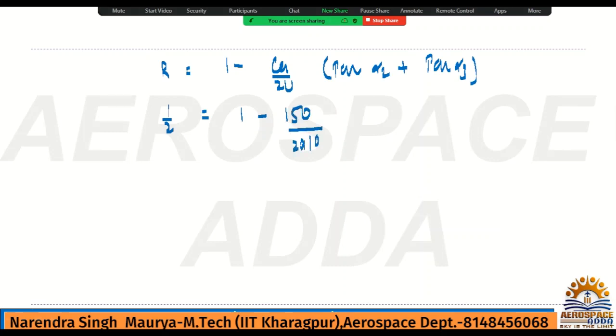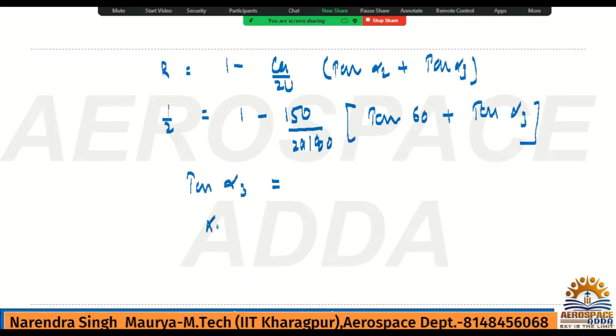So 1 by 2 equals 1 minus 150 by (2 into 180) in brackets, tan alpha 2, which they have given as 60, plus tan alpha 3. So we'll calculate tan alpha 3 and then we'll get alpha 3 from here. Here I got it's nearby 0.53204, this value. If you take the inverse of it, it's approximately 28 degree. Okay, this is alpha 3.